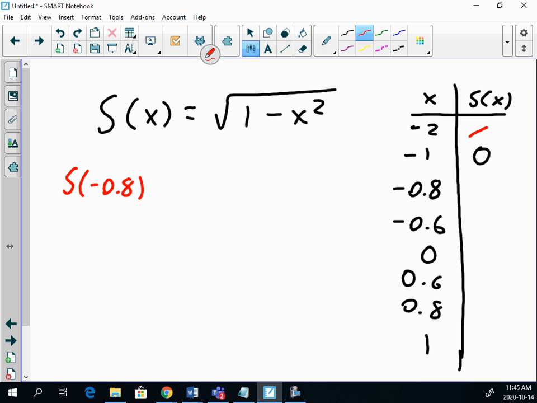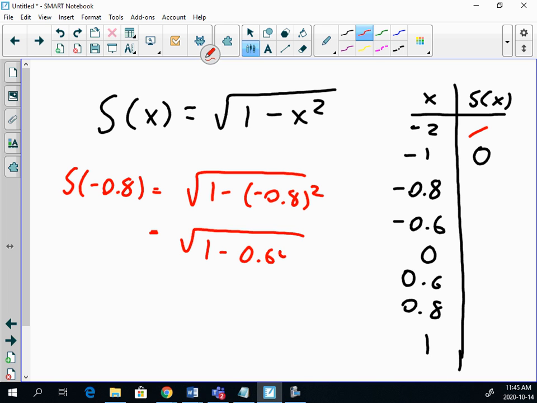Okay, let's try s of -0.8. That's equal to the square root of 1 minus (-0.8) squared. -0.8 times -0.8 is positive 0.64. 1 minus 0.64 is 0.36. And the square root of 0.36 is 0.6. So when I use -0.8 as my input, I get 0.6 as my output.